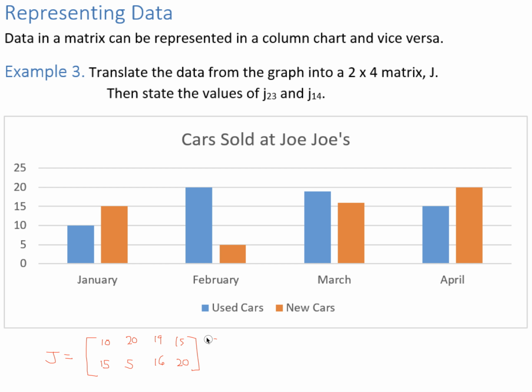Remember our rows, you don't have to write this, but our rows represented the used cars and the new cars. And then this was January, February, March, April, so the columns are the months. It said state the values of J23, J23, second row, third column, so 16. What does that represent? Well, that 16 represents the new cars in March, and then J14. First row, fourth column is 15, and that would have represented the used cars in April.